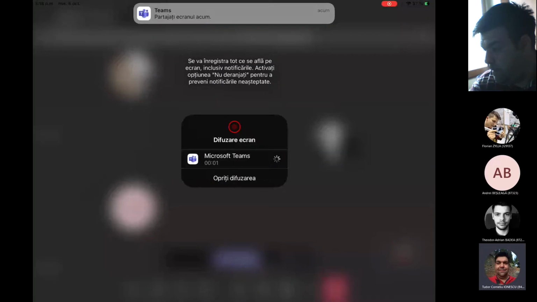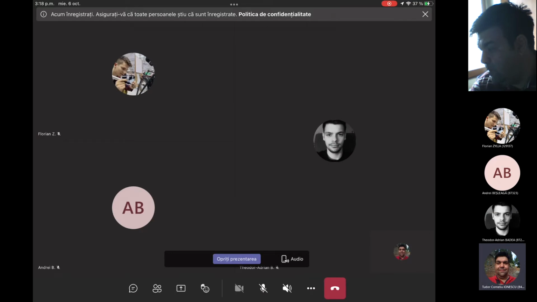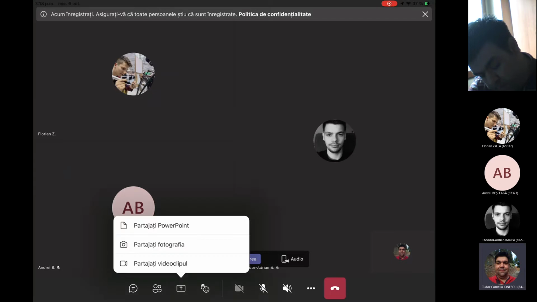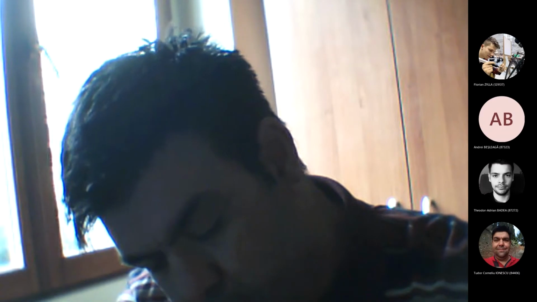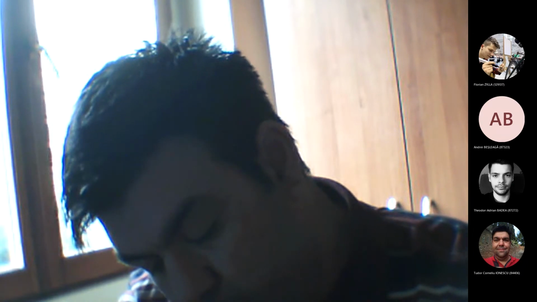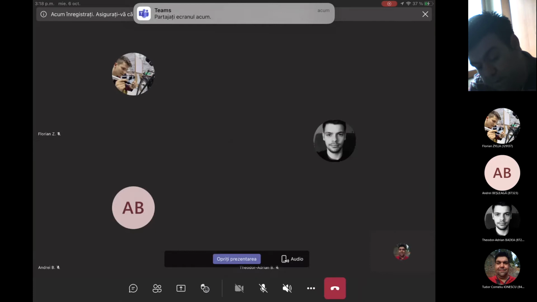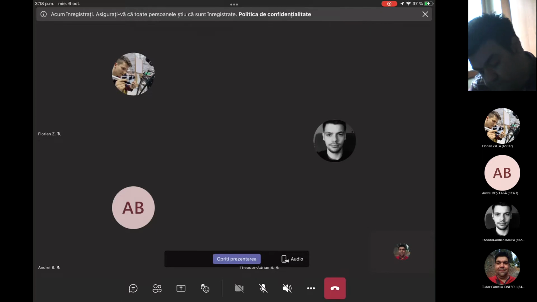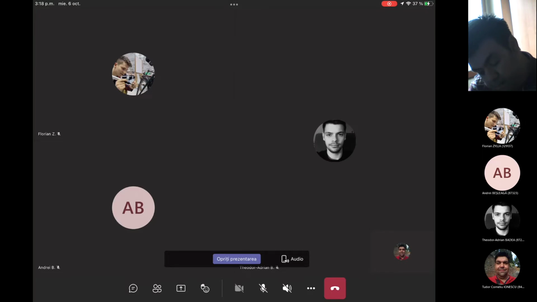Okay. Can you see the other screen now? No. Let's try again. Share screen. Can you see? Yes, you can. Okay, because I am on 2 devices, so I can see that. Right.